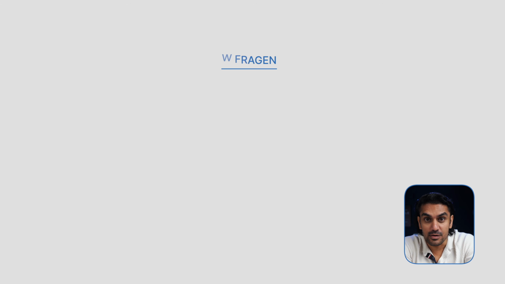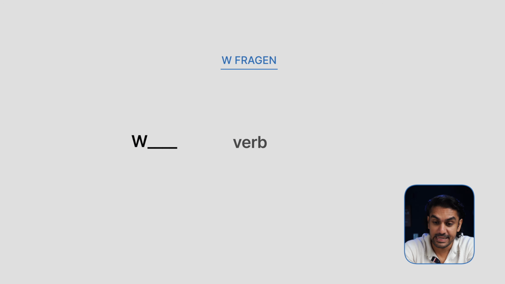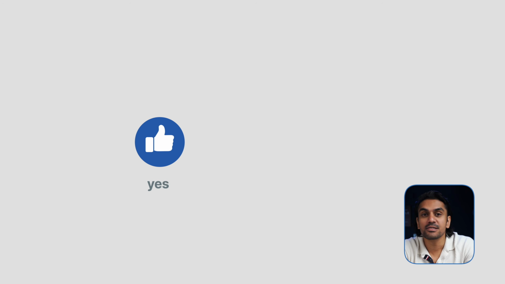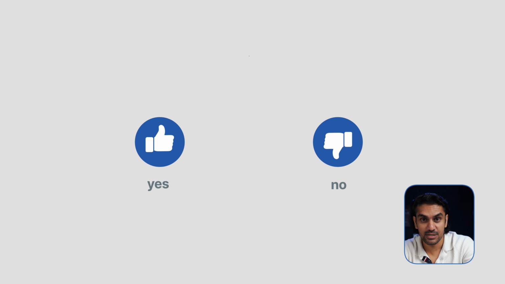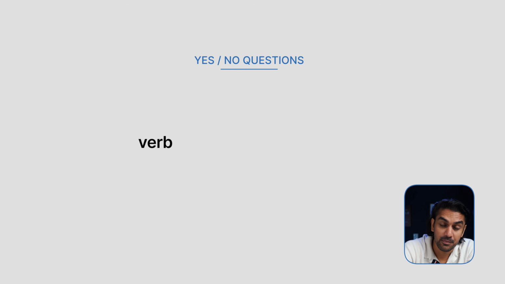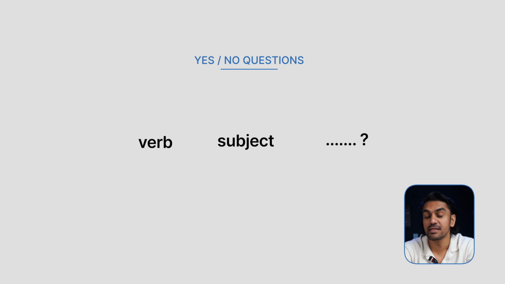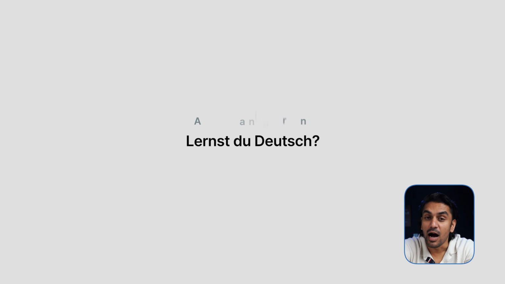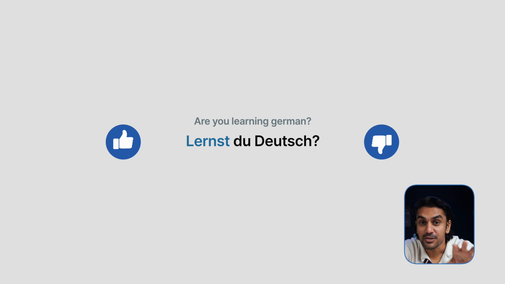Now this order where the question word comes first, then the verb and then the subject, that's only for W questions or W-Fragen. But for yes or no questions, the order changes. Here the verb comes right at the beginning, followed by the subject and then the rest of the sentence. For example, "Lernst du Deutsch?" Are you learning German? So whenever you hear a question starting with a verb, that's your clue. It's a yes or no question.